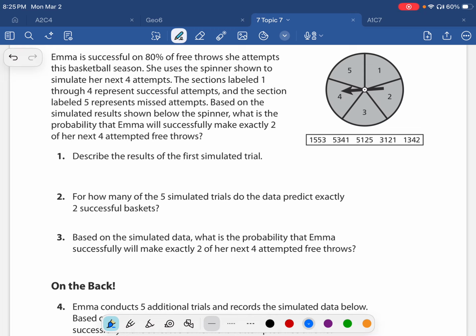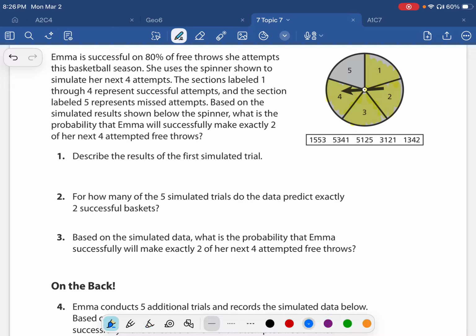So continuing on here, Emma is successful on 80% of free throws she attempts this basketball season. So she uses the spinner shown to simulate her next 4 attempts at free throws. 1 through 4 are going to represent successful shots. So if she lands on 1, 2, 3, or 4, that's going to indicate that she made it. If she gets a 5, that means she missed that shot.